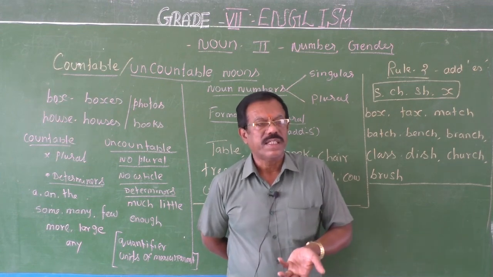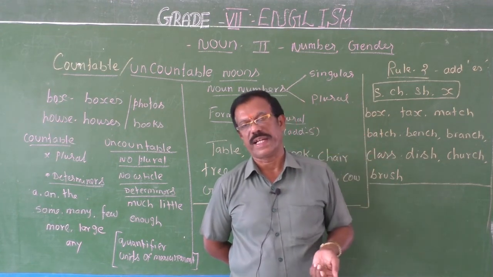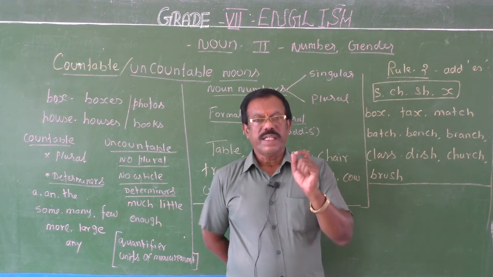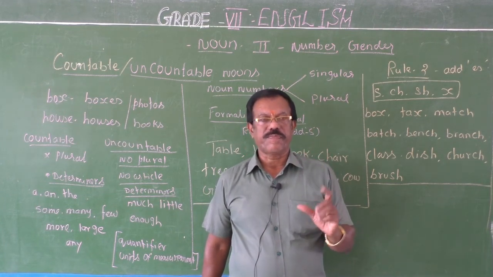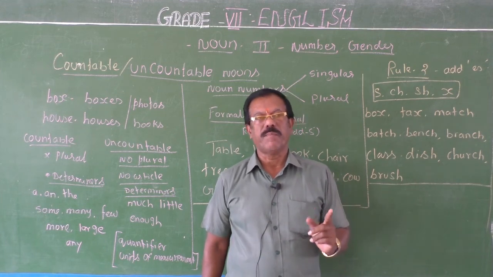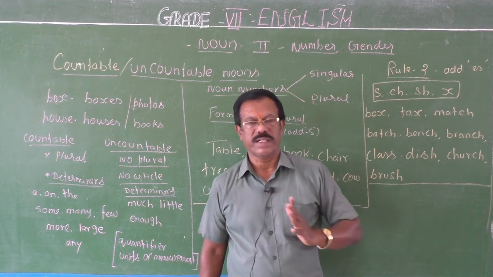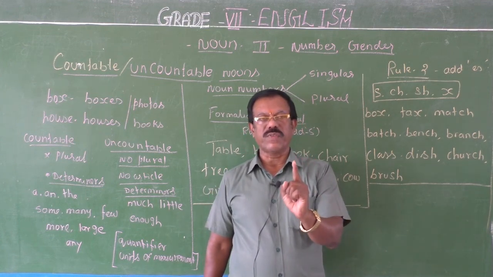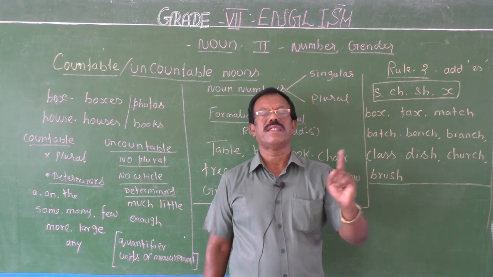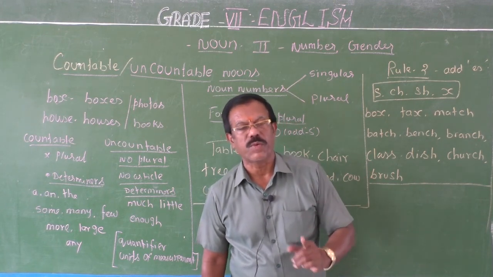That is all very basic, which I hope you have learnt in your lower classes. So, an apple is singular, apples plural. A box is singular, boxes plural. A tree is singular, trees are plural. Okay, fine. If a noun refers to only one thing, it is called singular. If a noun refers to more than one, it is called plural.